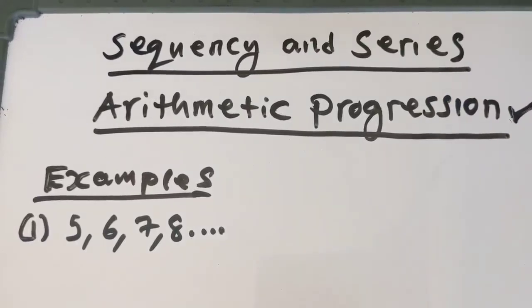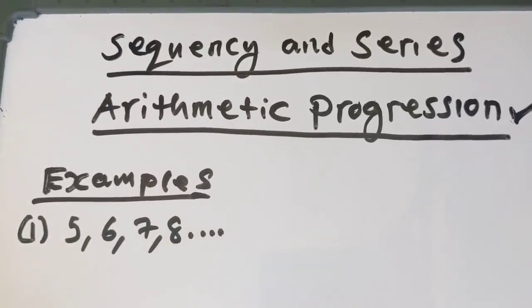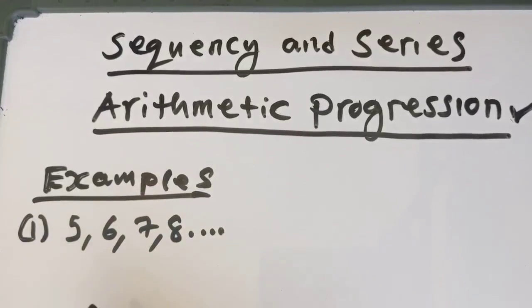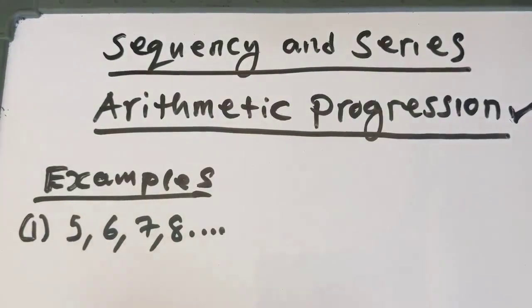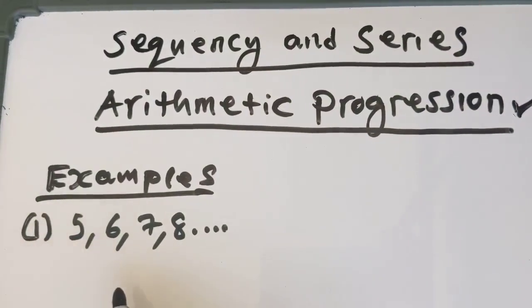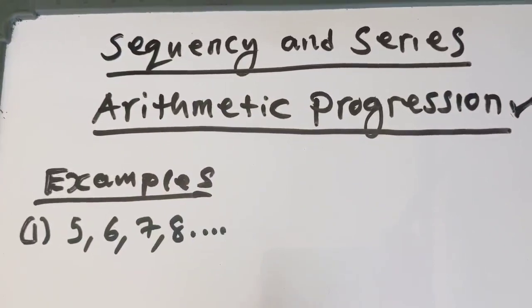All right, so you may be asking yourself, what is arithmetic progression? Arithmetic progression is a sequence in which each term is formed by adding a constant amount to the previous term. By adding a what? A constant amount to the previous what? To the previous term. So what do I mean? What does that mean?